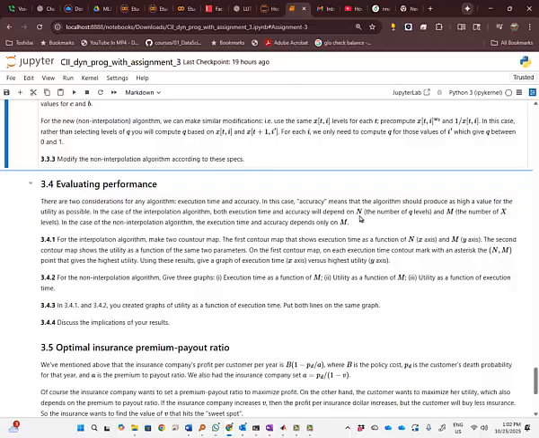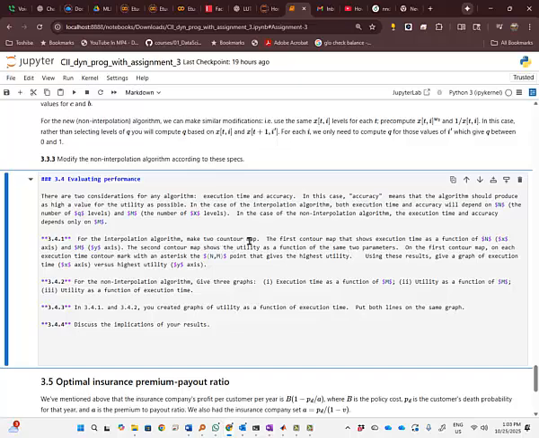Now, we've replaced the C and B choices with a number of Q levels and the number of X levels. However, in the non-interpolation algorithm, we only have one parameter, which is the number of X levels. So what we want to do is represent the execution time and accuracy for different possible choices of n and m for the interpolation algorithm and different possible choices of m for the non-interpolation algorithm. Here I show you how you can do that. For the interpolation algorithm, you want to make two contour maps.